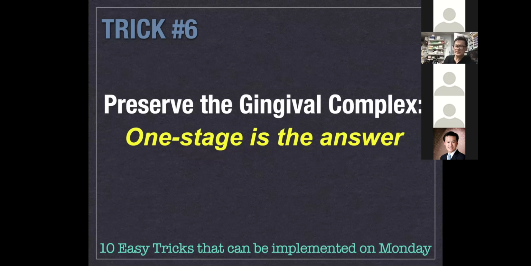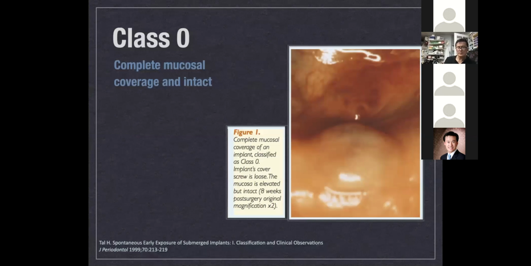And one stage is doing the implant as one stage. Don't submerge and put a cover screw, which is dogmatic. But people still find that to be challenging. One stage is the answer. And how do I know? Well, let's put it this way.